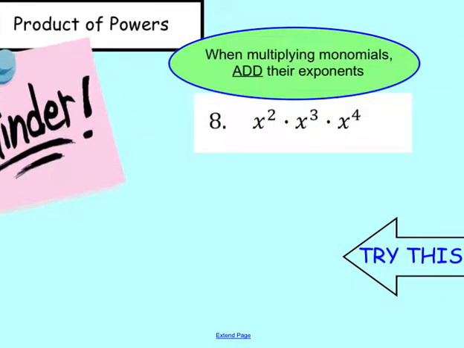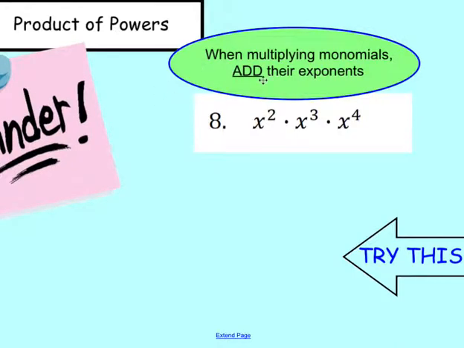Okay, so product of powers. Remember, when you're multiplying monomials, you add their exponents. On your little box, you should have some room off to the side of the product of powers property to write "add exponents." Okay, so example 8.